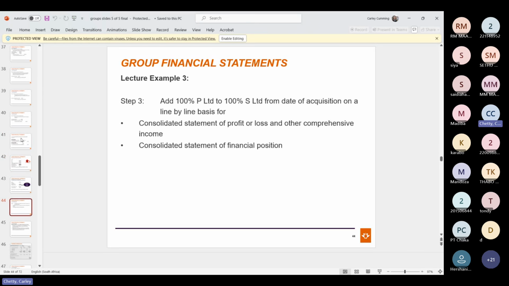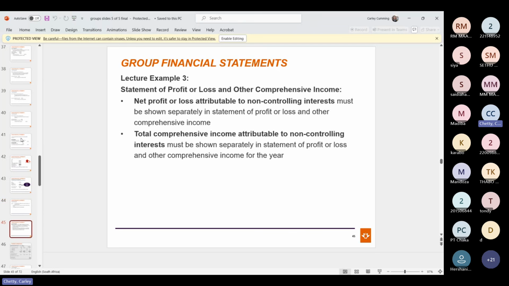Now we need to do our consolidated statement of profit or loss and other comprehensive income. So here, remember, we are adding 100% of P to 100% of S from date of acquisition on a line-by-line basis. When we look at the statement of profit or loss and other comprehensive income, the net profit or loss attributable to the non-controlling interest must be shown separately. Total comprehensive income attributable to the non-controlling interest will also be shown separately in the statement of profit or loss and other comprehensive income for the year.